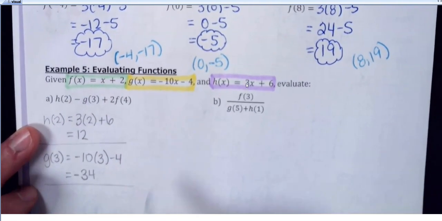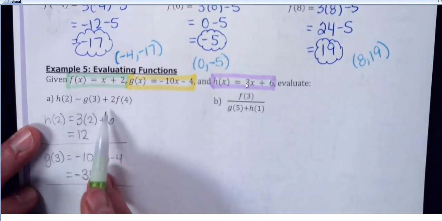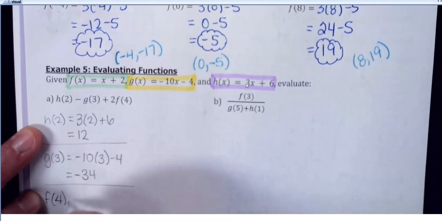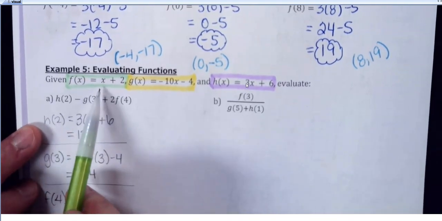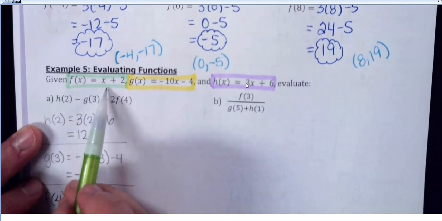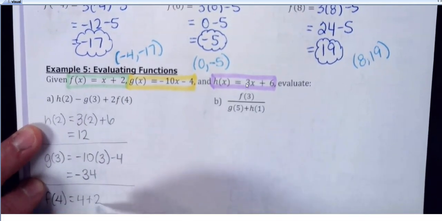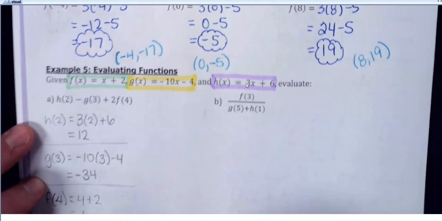And then I also need f of 4. Now, there's a 2 in front of it, but don't worry about that just for a second. I need f of 4. So the function f evaluated with a 4 in it. That one's the first one that's listed there, just x plus 2. So I plug in 4 for x. So it'd just be 4 plus 2, which is 6.